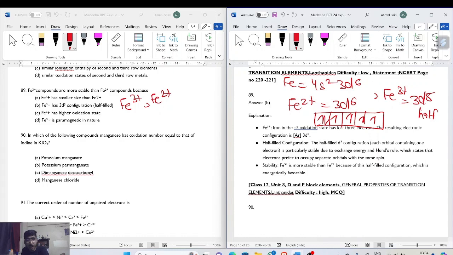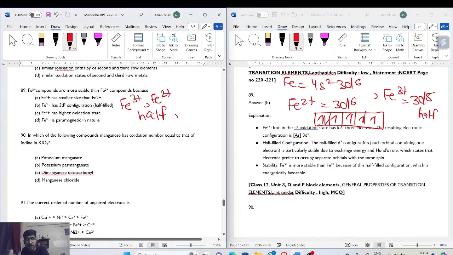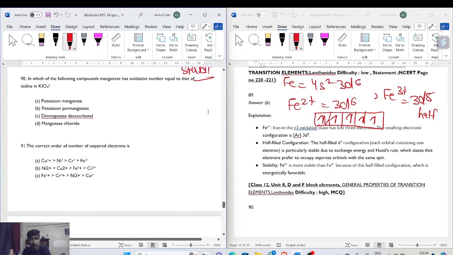And we know that half filled and fully filled orbitals are more stable. That's why Fe3 positive compounds are more stable. So the reason will be that Fe3 positive has a 3d5 configuration, which is half filled. So B will be our correct answer.